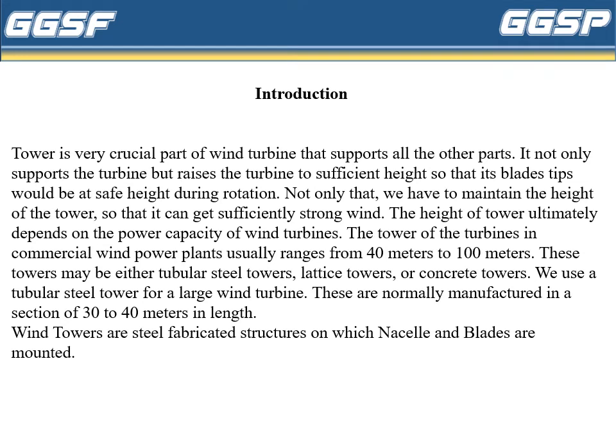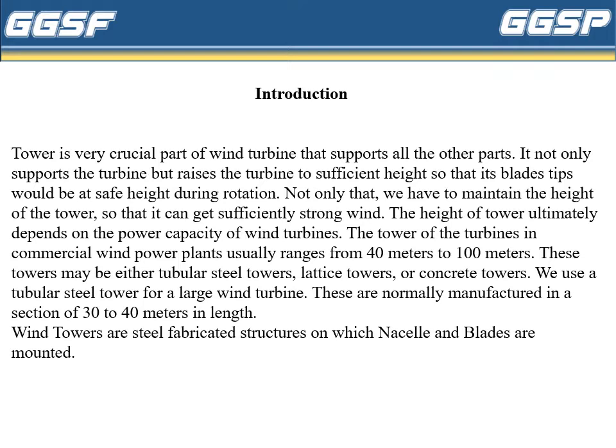Introduction. The tower is a very crucial part of the wind turbine which supports all the other parts. It not only supports the turbine but raises the turbine to a sufficient height so that its blade tips would be at a safe height during rotation. Not only that, we have to maintain the height of the tower so that it gets sufficiently strong wind. The height of the tower ultimately depends on the power capacity of the wind turbines.